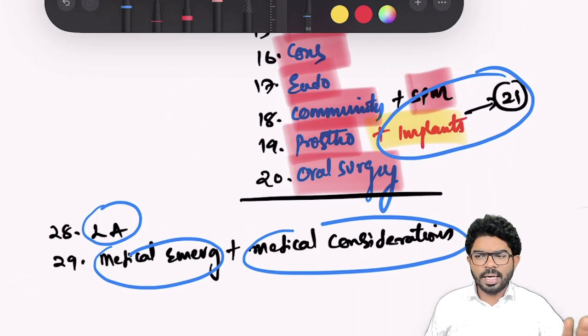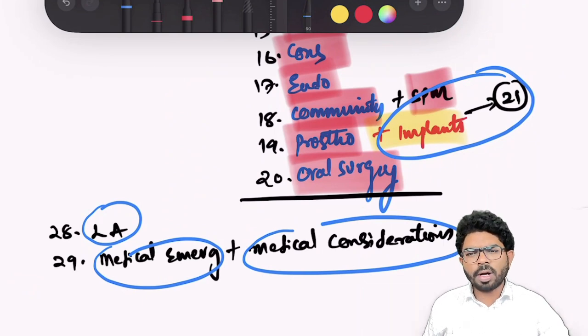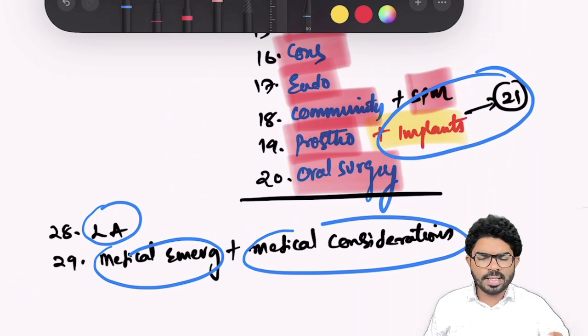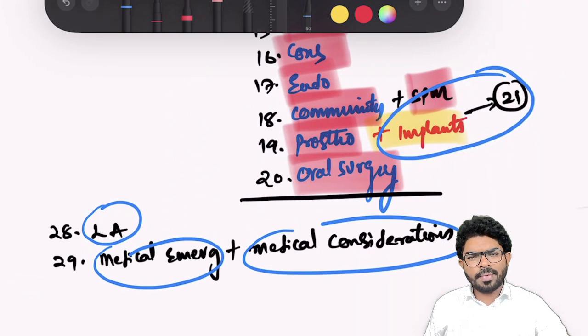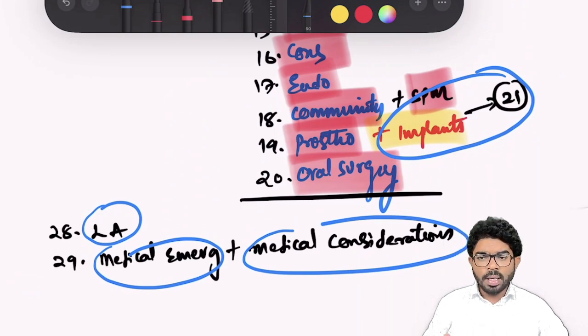But you see the latest question papers, most of the questions are moving around COVID, most of the questions are moving around mucormycosis, and very common diseases like syphilis, TB, herpes, HIV, hepatitis. So all these are very, very important from medical considerations as well as medical emergencies. What happens on a dental chair is a very common and genuine question which is very frequently repeated in the examination. So this is an overall glance.